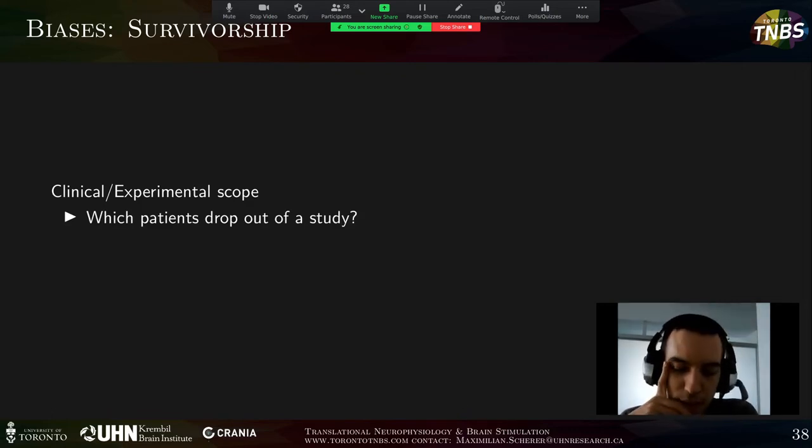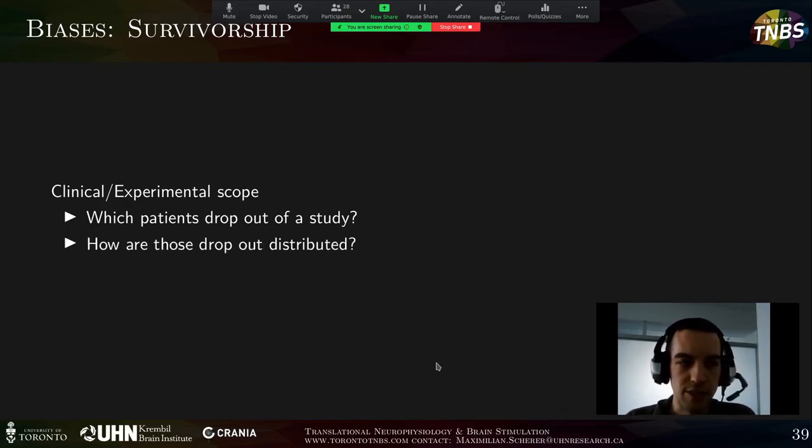And when doing our studies, especially those long-term follow-up studies, you have patients dropping out of that study. And you always got to ask yourself which patients drop out. How are those dropouts distributed?